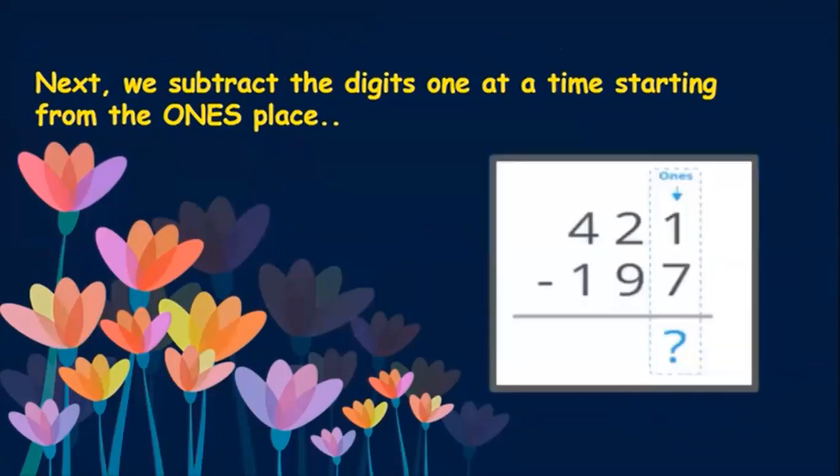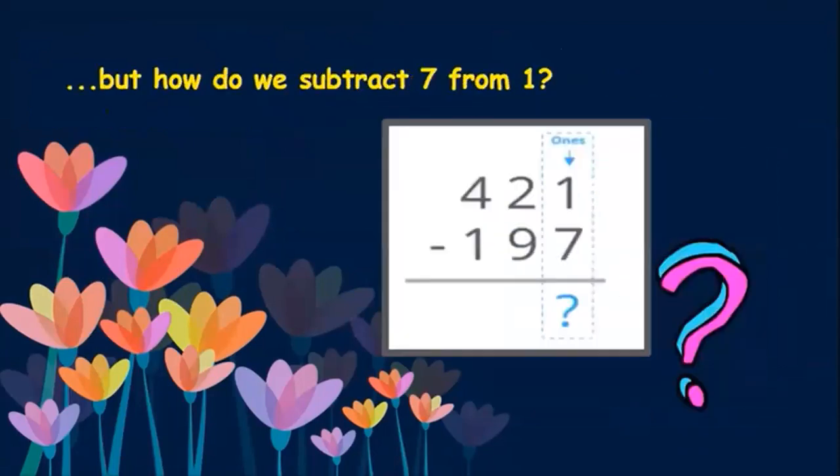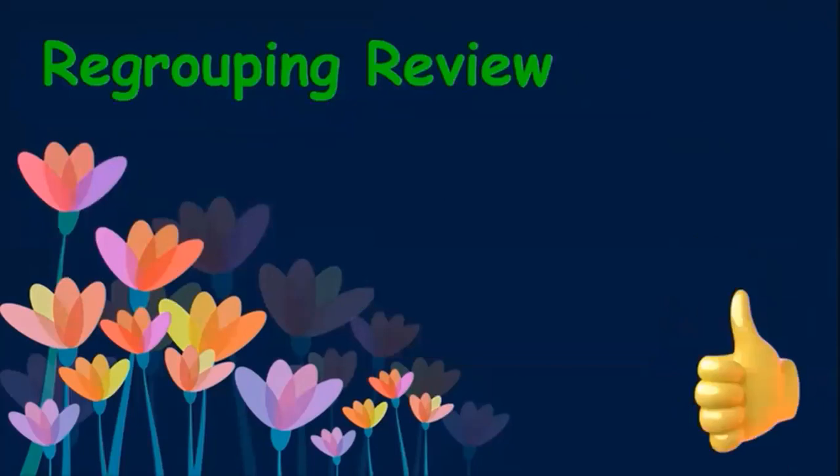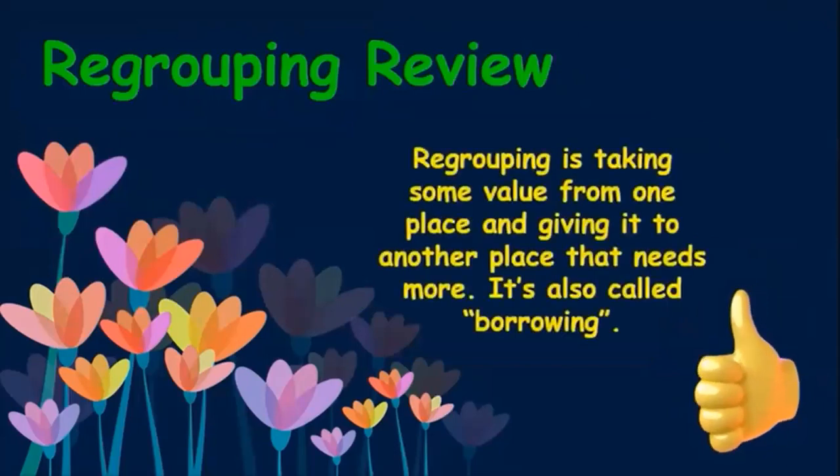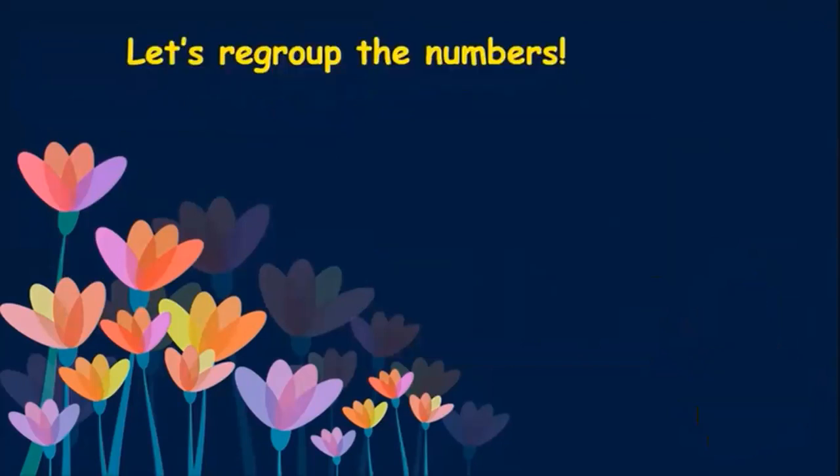So we have 1 minus 7. But how do we subtract 7 from 1? That is where regrouping comes in. So we're going to have our regrouping review. Regrouping is taking some value from one place and giving it to another place that needs more. And that is also called borrowing. So let's regroup the numbers.